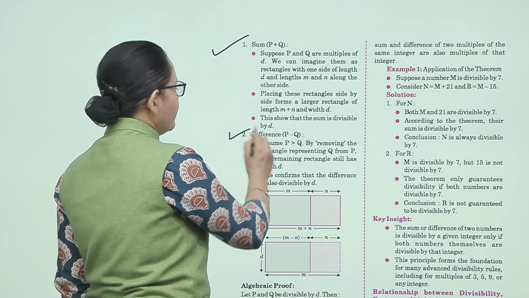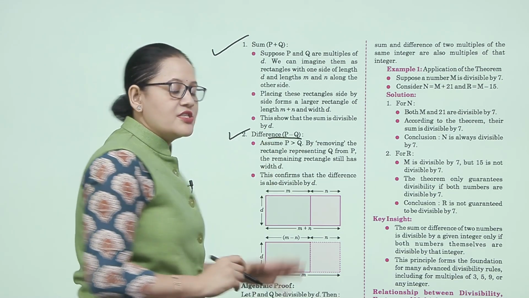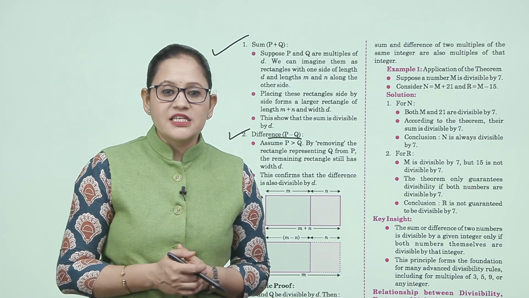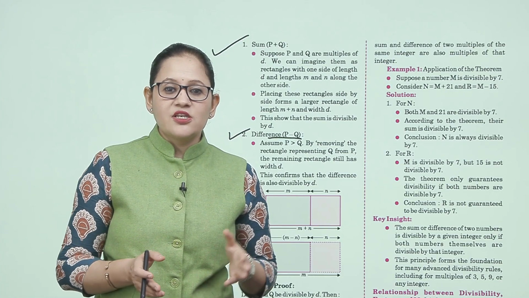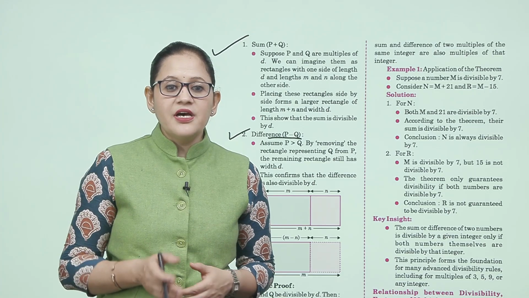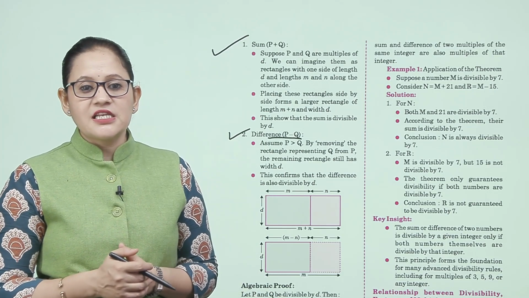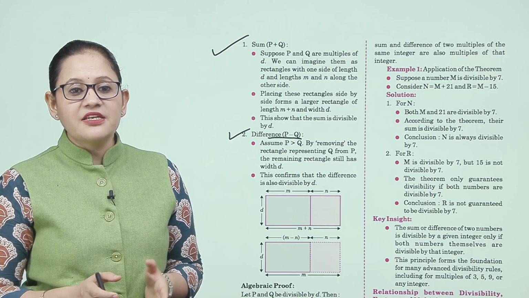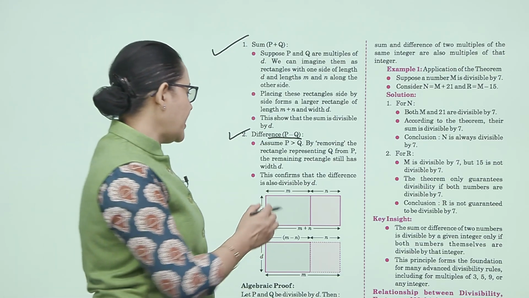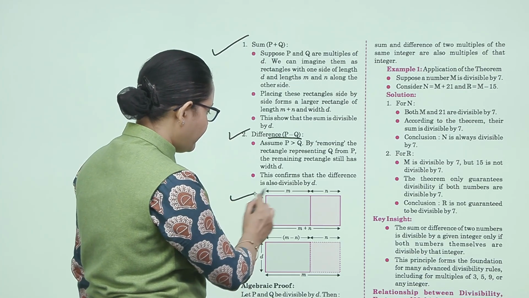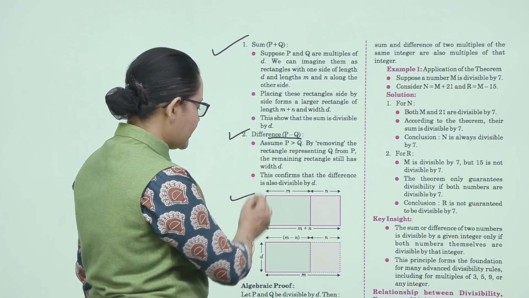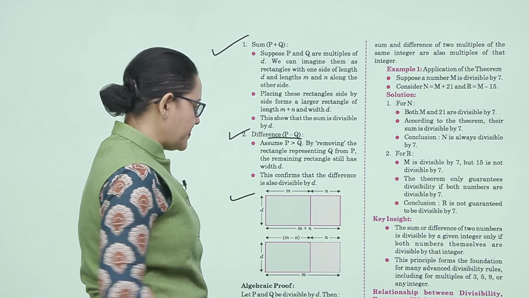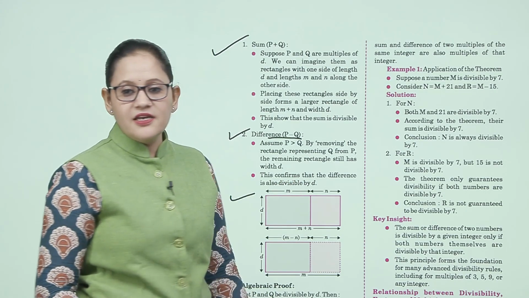Difference p minus q. If we assume that p is greater than q, then by removing the rectangle representing q from p, the remaining rectangles still have the width d. This confirms that the difference is also divisible by d. Here you can see m plus n and this is width d. If we remove this part, it is still divisible by d. Clear?